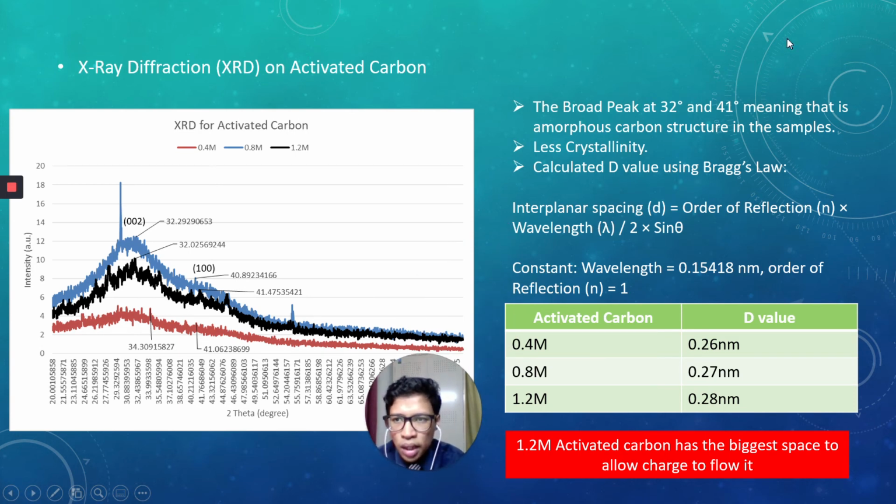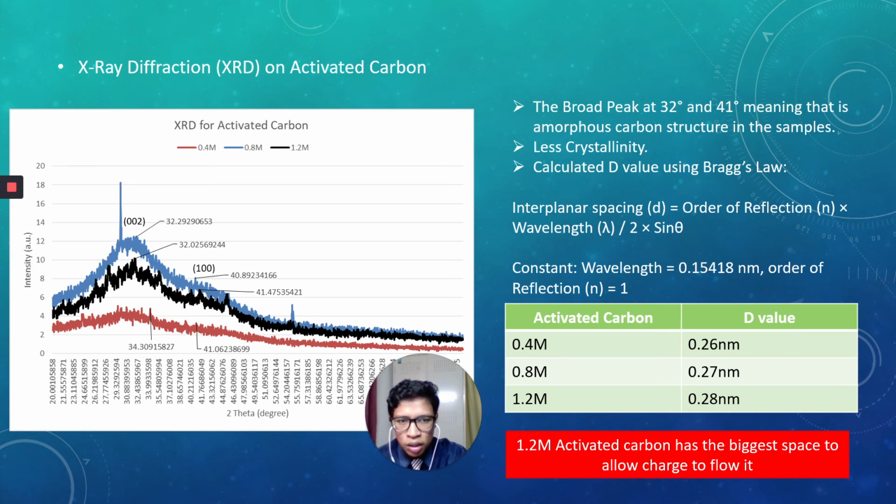Next is the X-ray diffraction on activated carbon for each molarity. As you can see, the broad peak at 32 degrees here, and also 41 degrees here. This curve means that there is an amorphous carbon structure in the sample, which means that the structure has less crystallinity, which is semi-crystalline.